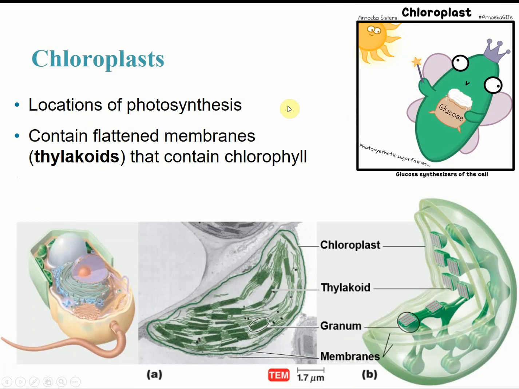Chloroplasts are the organelles for photosynthesis in plants and algae. So they contain flattened membranes called thylakoids, so these kind of stacks of green pancakes that contain the chlorophyll or the green pigment that absorbs the radiation energy from sunlight and uses that energy to convert carbon dioxide in the atmosphere into glucose, sugar.